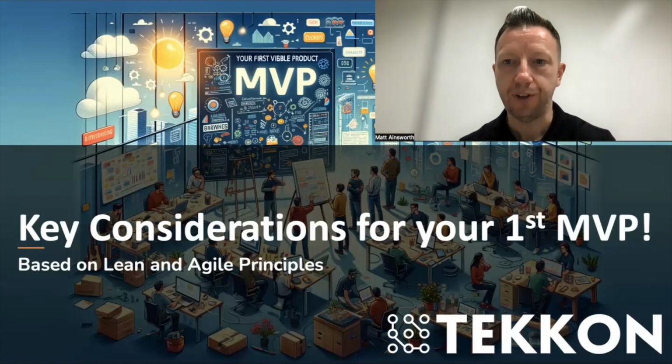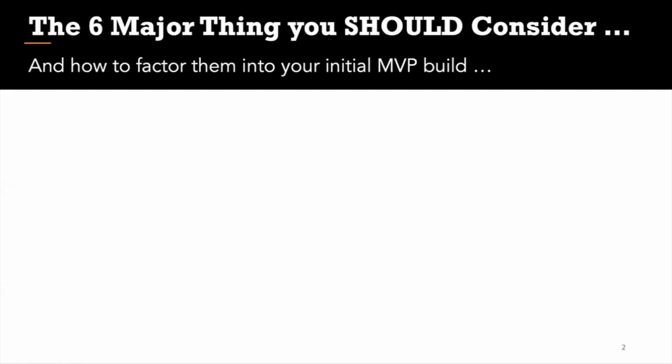And today I just wanted to go quickly through some of the key considerations you should have for your first MVP based on the lean and agile principles of developing a product. So let's get into it. So we're looking at the 6 major things that you really should consider and how to factor them into your initial MVP build. Firstly, we want to choose the right tech stack.